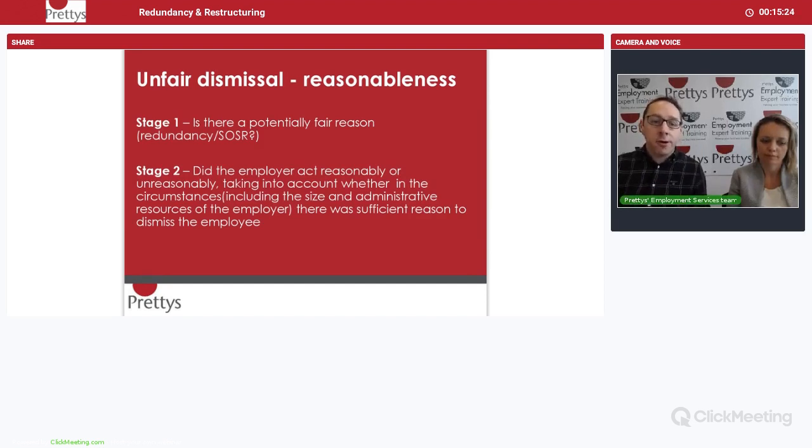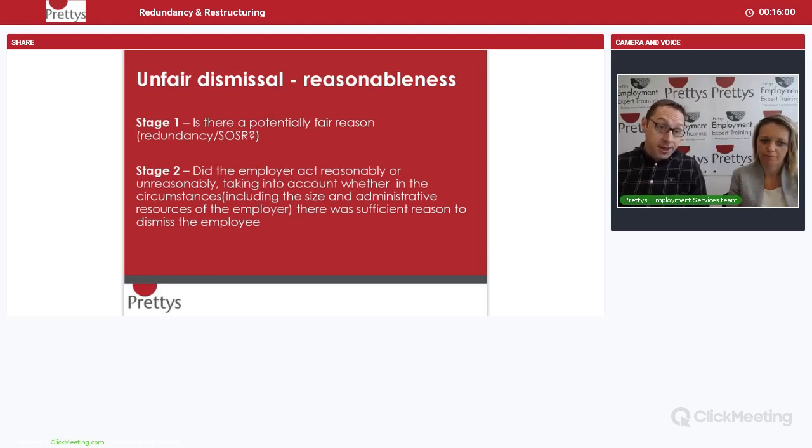Did the employer act reasonably or unreasonably, taking into account whether in the circumstances, including the size and administrative resources of the employer, there was sufficient reason to dismiss the employee? Size and administrative resources is important. More will be expected of a large employer normally, won't it, than a smaller employer. But that's only one of the factors. And it's one of the beauties and also the problems of employment law, unfair dismissal law in particular, in that we've got this wonderfully vague test of reasonableness, which hides a multitude of sins. It's a judgment for the tribunal to apply.